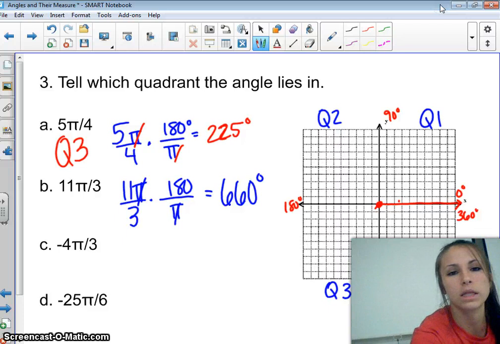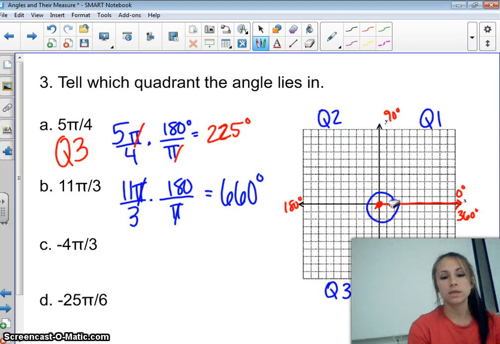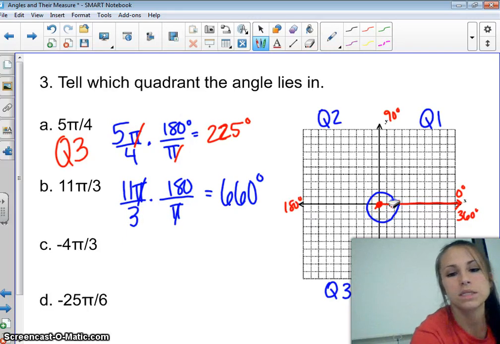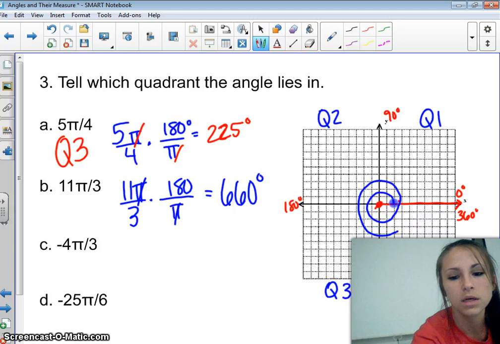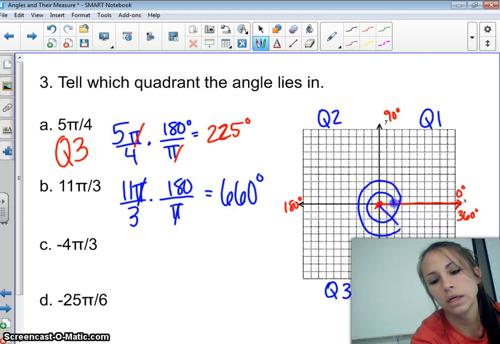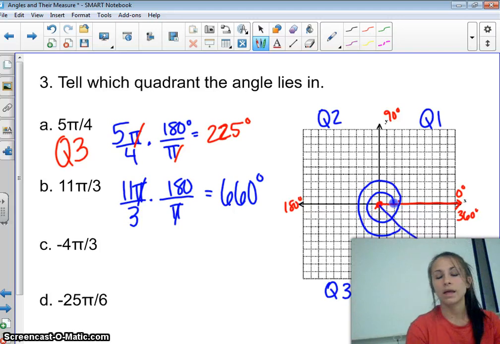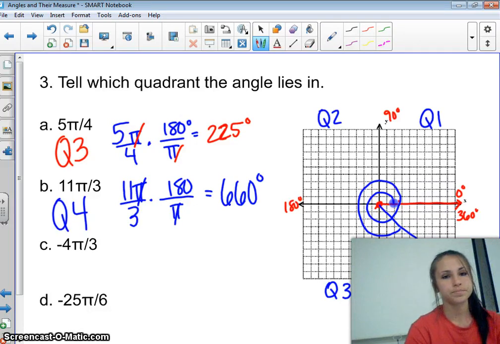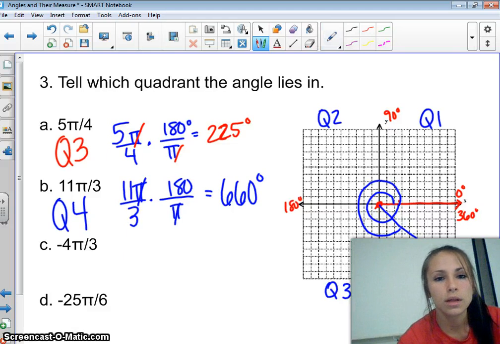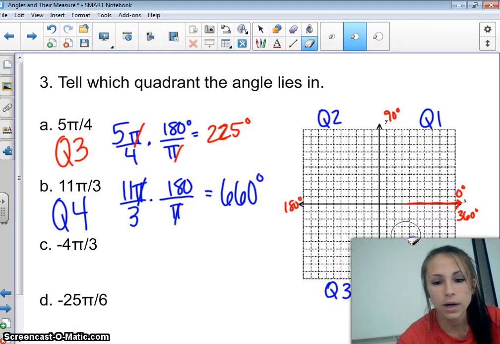So if I'm rotating this, then I'm going to go all the way around to get to 360, and then I've got to go 300 more degrees to get to 660. So 300 more degrees would be past 180, past 270, somewhere around here would be my angle. And so that would fall in Q4. Okay, so we've done two positive angles.